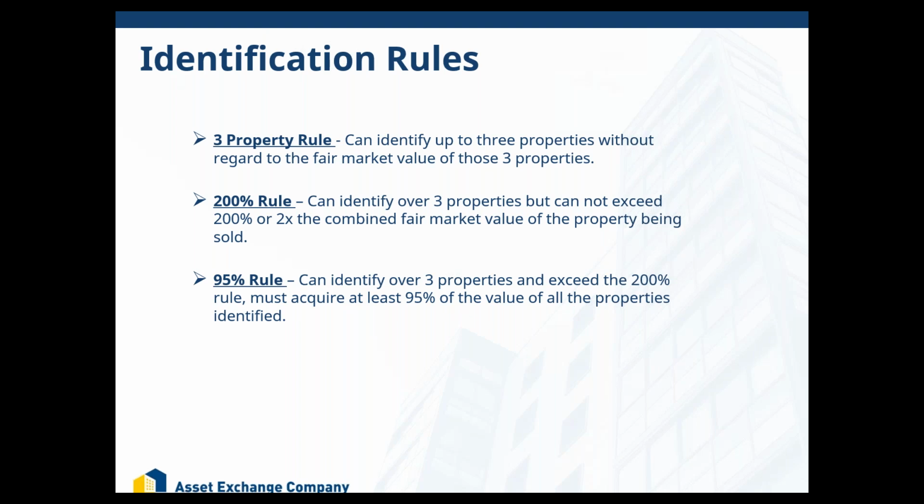You can identify over 3 properties. You can exceed the 200% rule, but you must acquire at least 95% of the value of all the properties that you identified. I know, I get it. That's probably about as clear as mud, right? Let me show you other examples of how the numbers work, especially with this 95% rule, and hopefully everybody at that point will get it, okay?